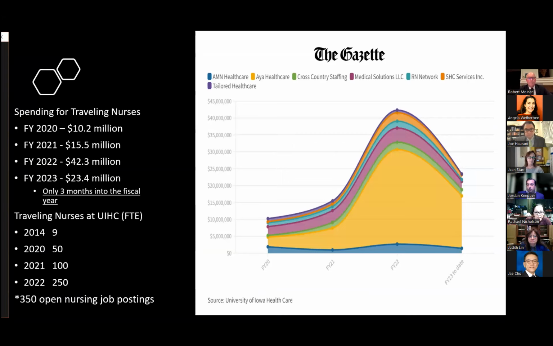Like everywhere else, we've had a mass exodus in nursing here. Clearly, there were staffing issues prior to the pandemic, but the effects of COVID amplified the problem by magnitudes that few of us could imagine. In fiscal year 2020, our hospital spent just over 10 million on traveling nurses. By 2021, 15 million. And last year alone, we spent $42 million. We are now only 3 months into fiscal year 23, and we're well on track to beat that, having spent already $23 million to date.